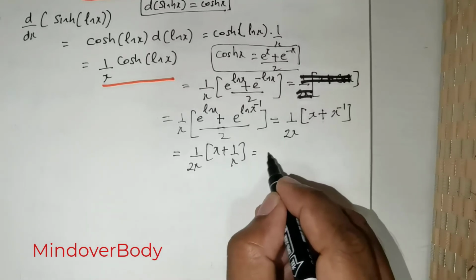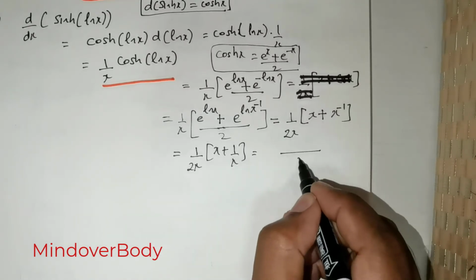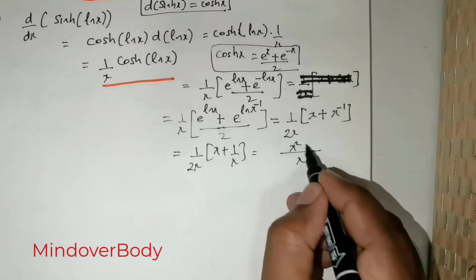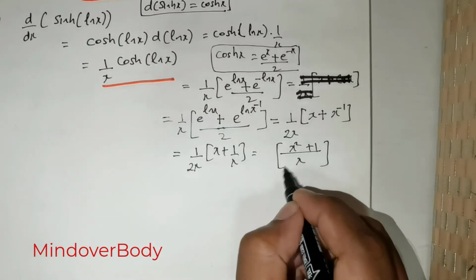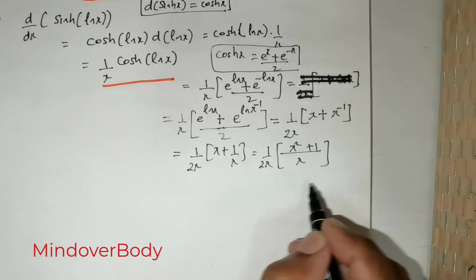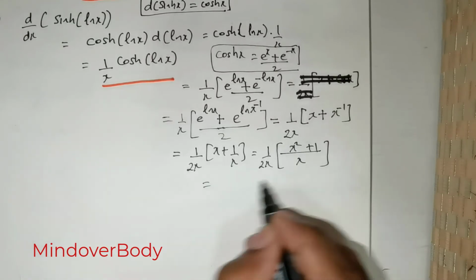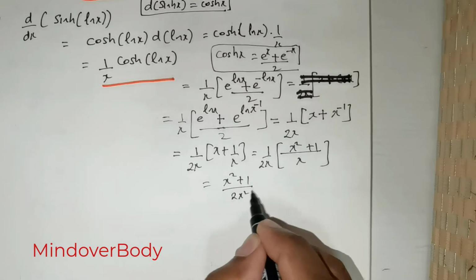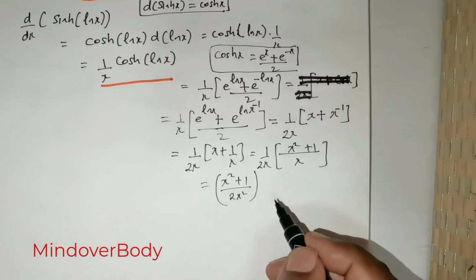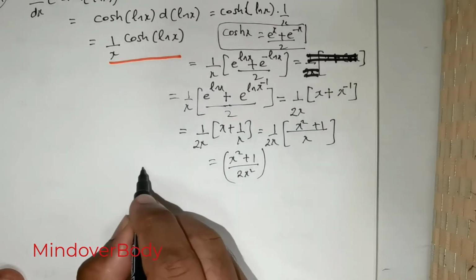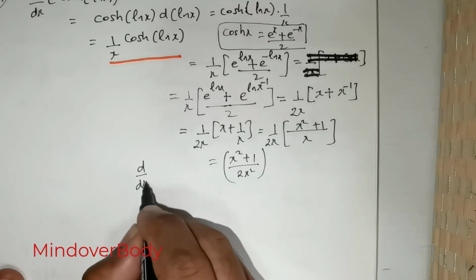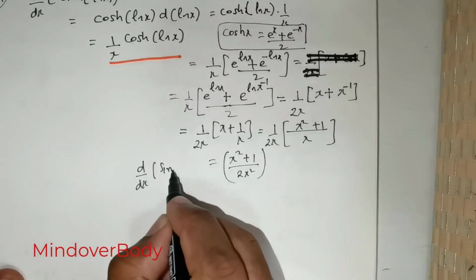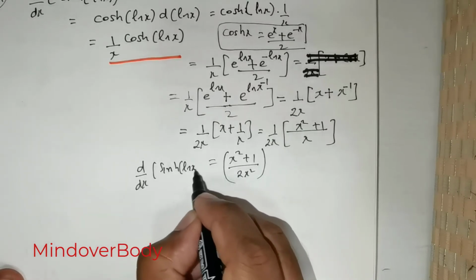So this can be rewritten as 1 over 2x times (x plus 1 over x). Now this is equal to, if I take the LCM as x, x squared plus 1 times 1 over 2x. So x and x can be multiplied, so I get (x squared plus 1) divided by 2 times x squared. So this is what I get when I differentiated sinh of ln x.